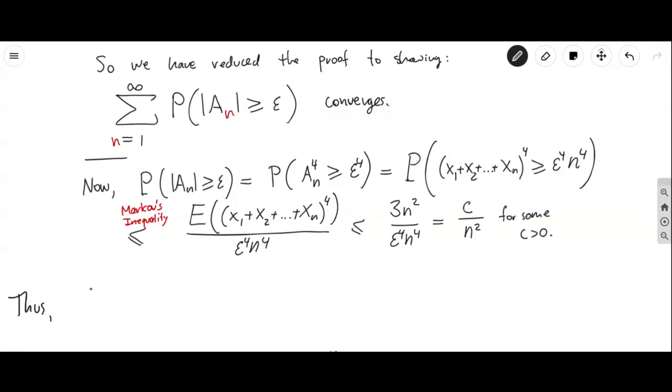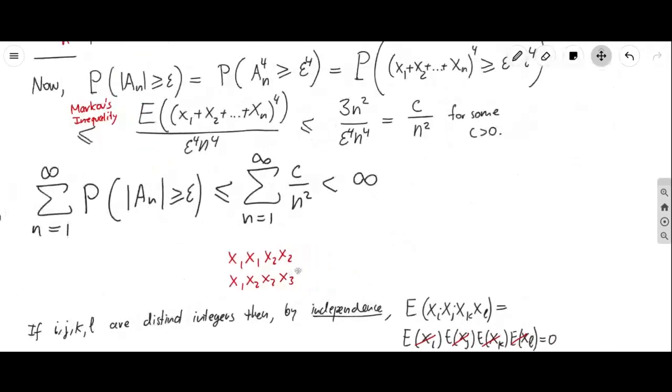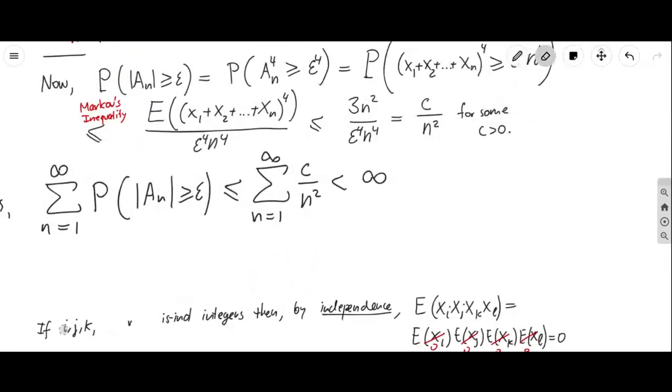So thus, this series, where you're calculating the probability that an is bigger than or equal to epsilon, can be dominated by the series. And then we have this chain of inequalities, and in the end we get that it's dominated by c over n squared. And that is finite, it converges, because it's well known that the series consisting of 1 over n squared is a convergent infinite series. And there we go. This concludes the proof of the strong law of large numbers.